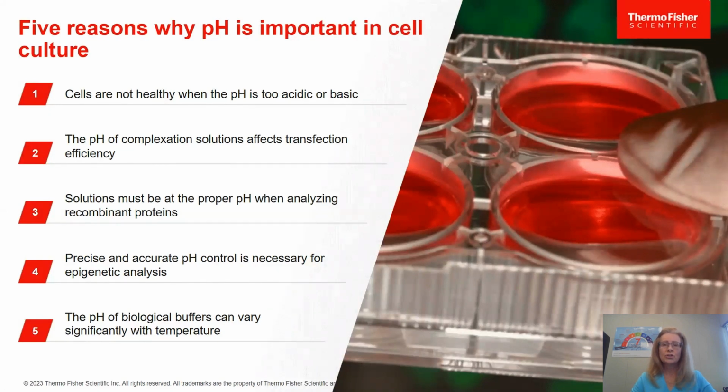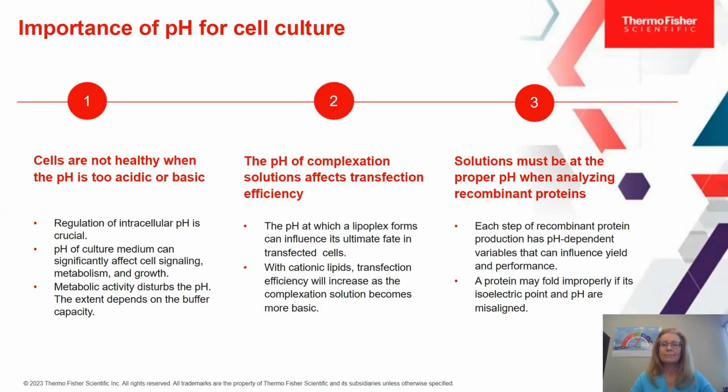pH is one of those measurements like temperature and weight that just about every lab makes. pH measurements are so common that we can forget sometimes how important they are. There are 5 examples that we will touch on today of why pH is important in cell culture, including the importance for cell culture media, transfection efficiency, analysis of recombinant proteins, epigenetic analysis, and biological buffers.